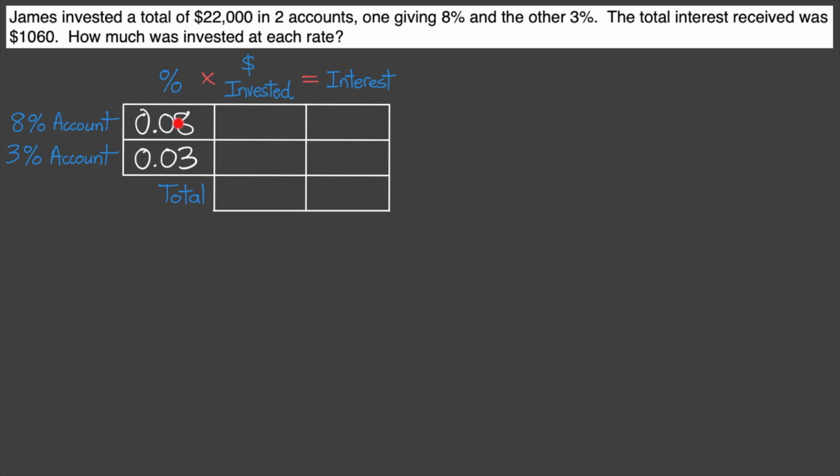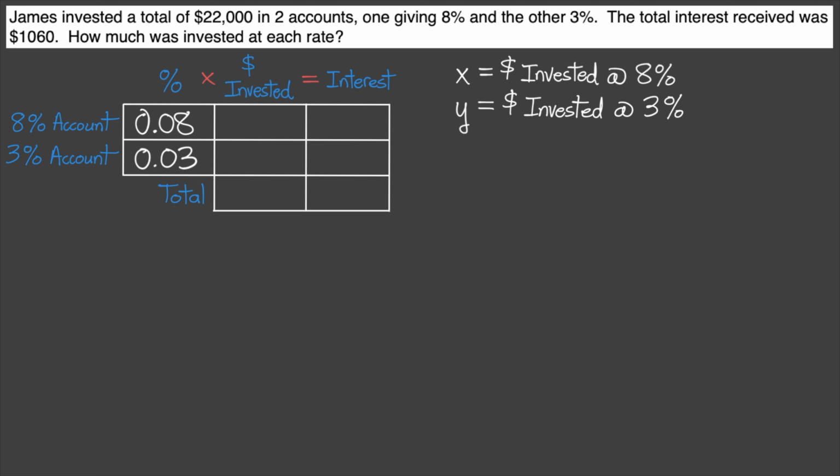Next, the amount of money invested in the 8% account. Well, we don't know that. And we also don't know the amount of money invested in the 3% account. So let's define some variables. We'll say x is the money invested at 8%, and then y is the money invested at 3%. So we can go ahead and put these in our chart here. Next, do we have the total amount of money invested? Yes, we do. It says at the beginning of the problem, James invested a total of $22,000. So we could put that here as the total amount invested.